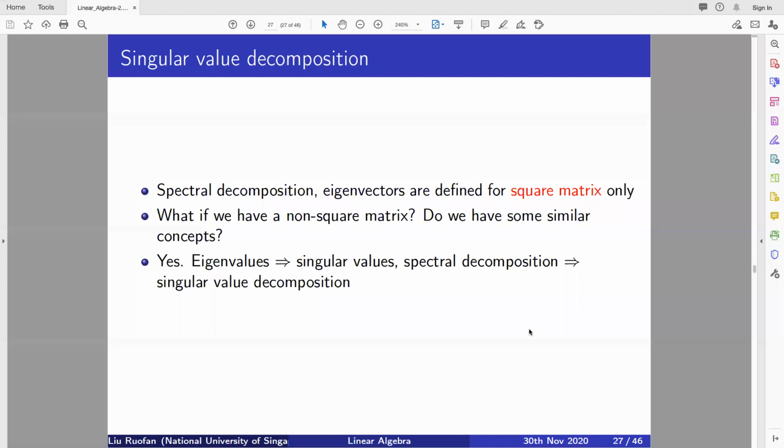Keep going. If you follow this tutorial carefully, you may notice that the spectral decomposition and eigenvectors are only defined for square matrices. But what if we have a general matrix, which is non-square? Do we have similar concepts? The answer is yes. For a non-square matrix, we have singular values instead of eigenvalues, and we have singular value decomposition instead of spectral decomposition.